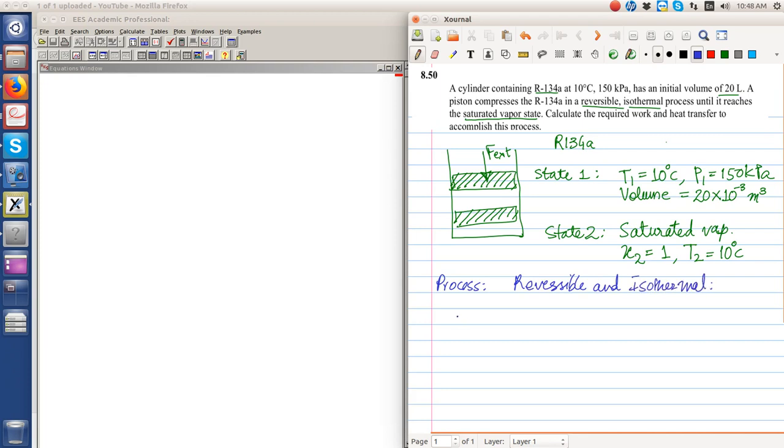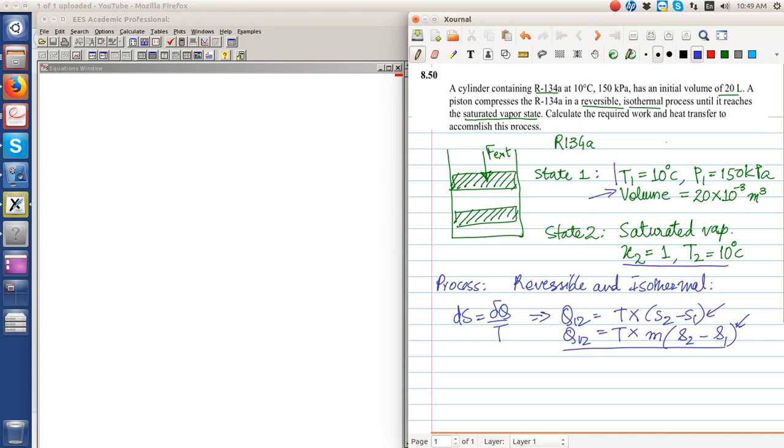For a reversible isothermal process, ds equal to del q by T, which implies Q12 equal to T multiplied by S2 minus S1, which is equal to T multiplied by mass multiplied by small s2 minus small s1. This is the total quantity, this is the specific quantity. So we know all the properties needed to find the mass, we know the volume, we know the state 1 and the state 2, so this can be easily found out.